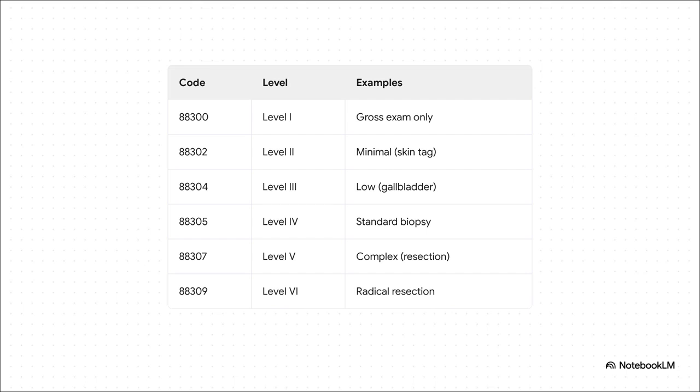Level 1 is gross exam only, like discarded tissue. Level 2 covers minimal complexity like a skin tag or a vas deferens. Level 3 means low complexity items like a gallbladder or appendix. Level 4 is your standard diagnostic biopsy, like a colon polyp. Level 5 jumps to complex partial organ resections like a prostatectomy. Finally, Level 6 is for radical organ resections for malignancies.